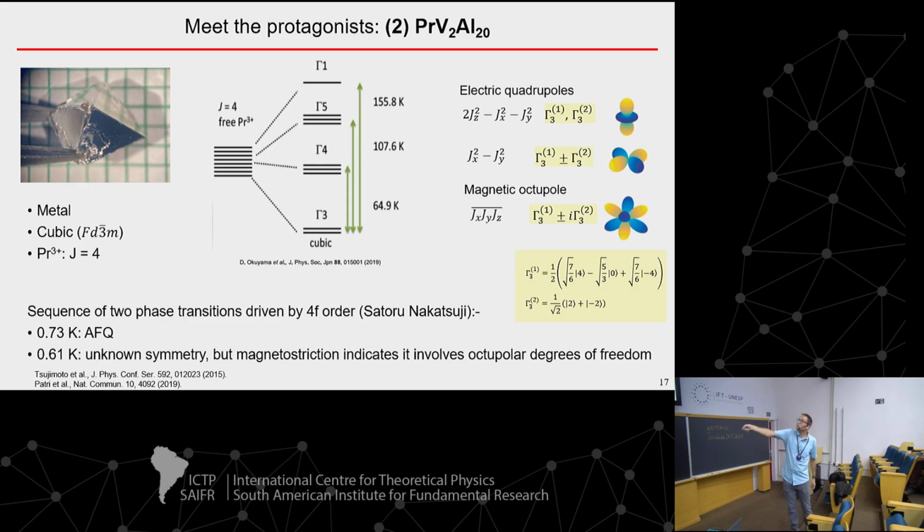So in this case, there's a sequence of 2 phase transitions driven by the 4F order, and the name you should associate with this is Satoru Nakasuji. And so this is work he's done in the 2000s, so a little bit more recent than the 1970s. And we know that at 0.7 Kelvin, there's an anti-ferroquadrupole transition. And there's a second phase transition at 0.6 Kelvin. The symmetry associated with that is currently unknown. But we do know, courtesy of Satoru's measurements, that there's a strong magnetostriction. And there are reasons which will become apparent that this is going to involve the octopolar degrees of freedom. So if you want to look for octopolar fluctuations, at least, this is a really good place to start.